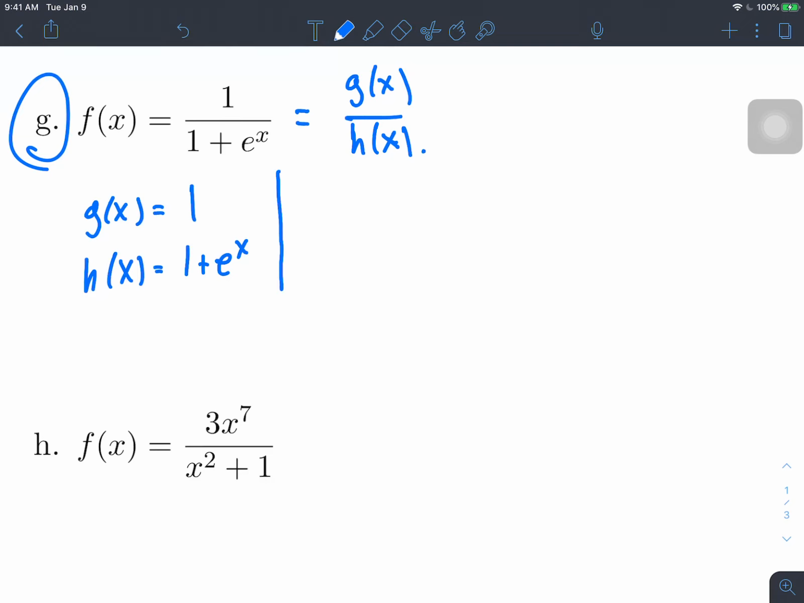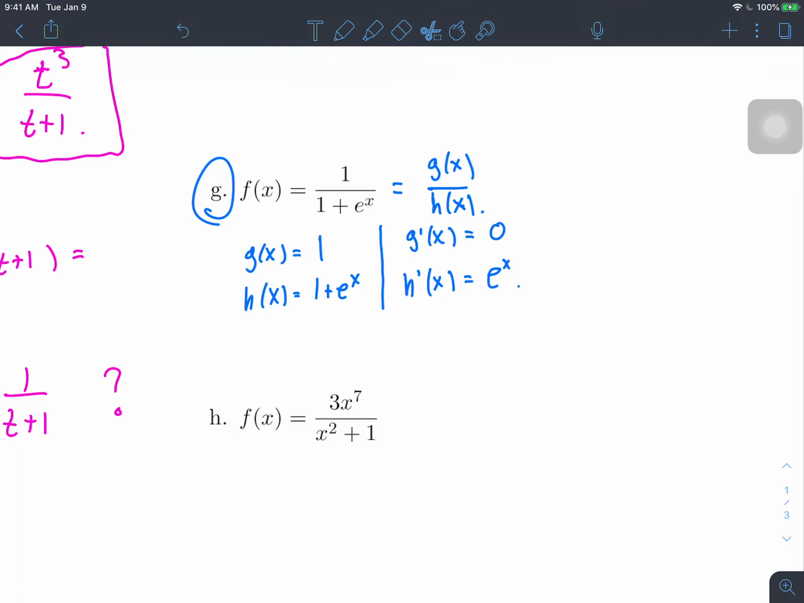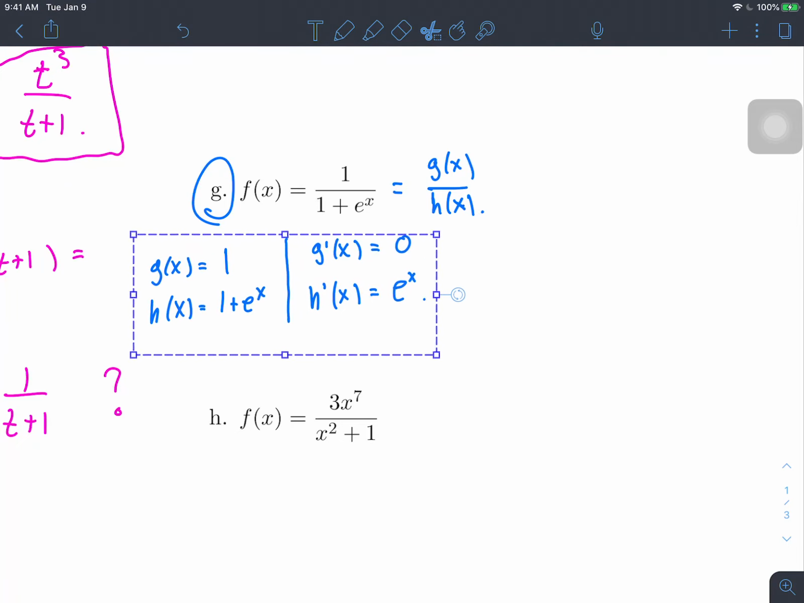Okay, so step 2, let's compute these derivatives. g prime of x is one of the easiest derivatives. Maybe not the easiest. I think e to the x is the easiest. So second easiest: the derivative of a constant is 0. And for h prime, we use the sum rule. The derivative of 1 is just 0, and then we add the derivative of e to the x, which is just e to the x. Just rewrite it. As usual, I didn't leave enough space to actually do the problem, so I'm going to move that over.